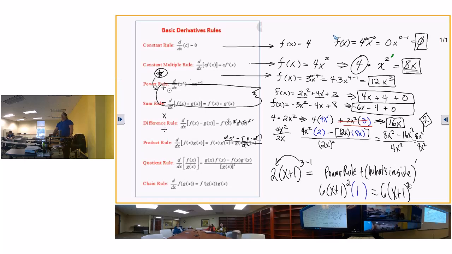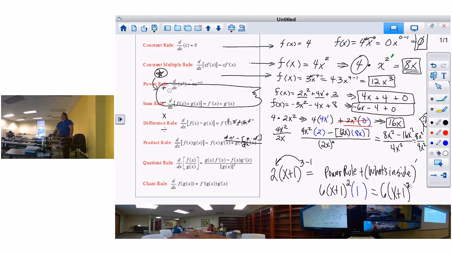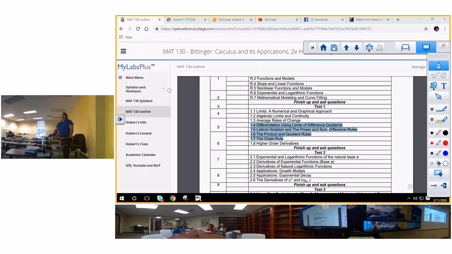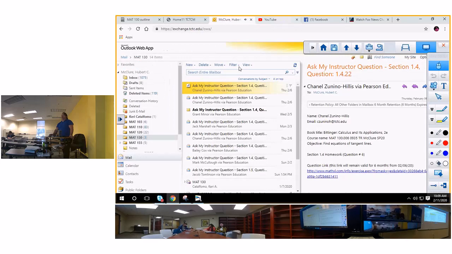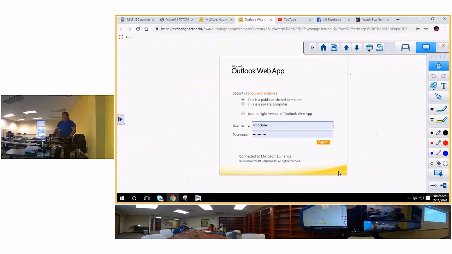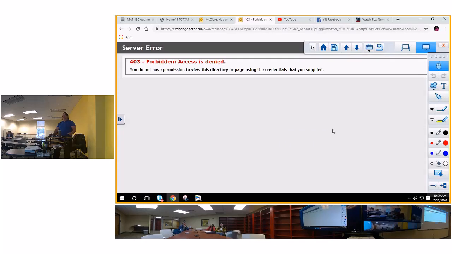Okay, so let's go to the questions. Homework questions. Homework question number 1. 1.4, 22/6. Now remember, when you're doing derivatives, what's the number 1 rule of derivatives?